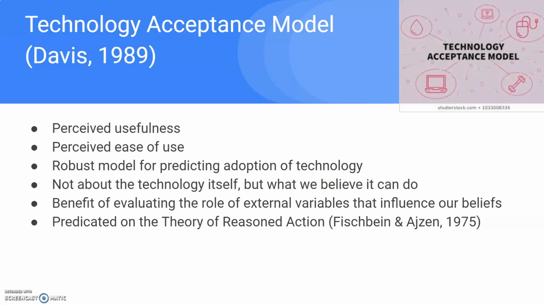Now, another important model to understand is the technology acceptance model by Davis in 1989. There's two key components to understand. One is perceived usefulness, and the other is perceived ease of use. It's a model for predicting adoption of technology, not about the technology itself, but what we believe it can do. And the benefit of evaluating the role of external values that influence our beliefs. And it's predicated on the theory of reasoned action.